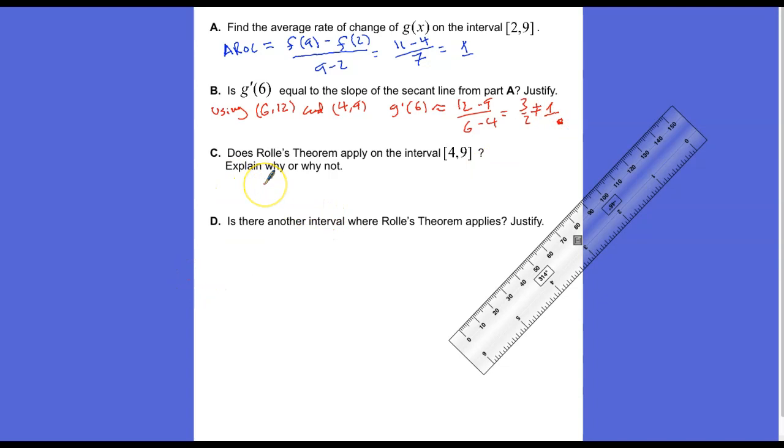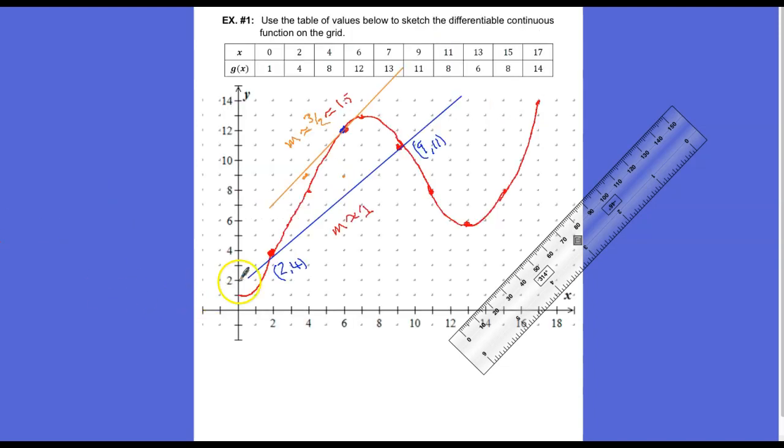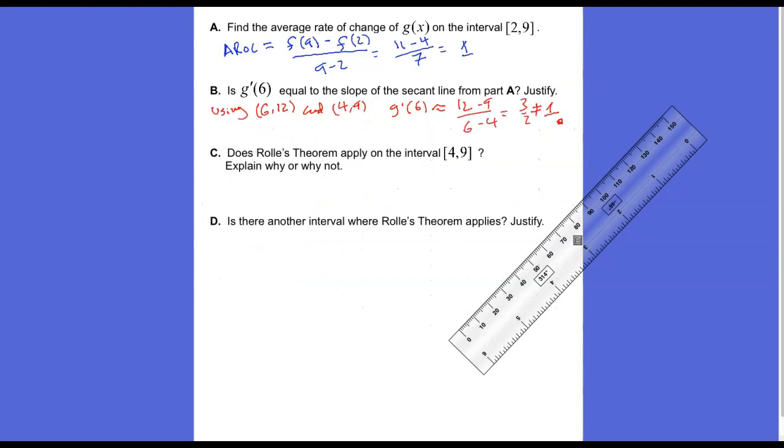Let's look at part C. Does Rolle's theorem apply in the interval 4, 9? Explain why or why not. So on the interval from 4 to 9, Rolle's theorem would not apply, and the reason is f of 4 is not equal to f of 9. So we can say no, because f of 4 is not equal to f of 9.